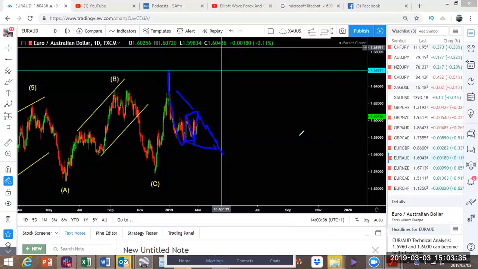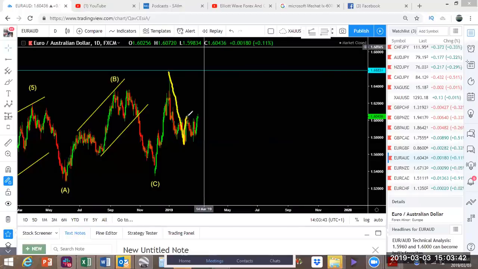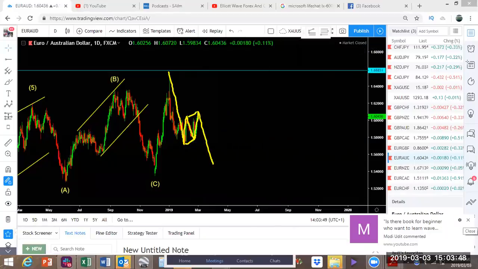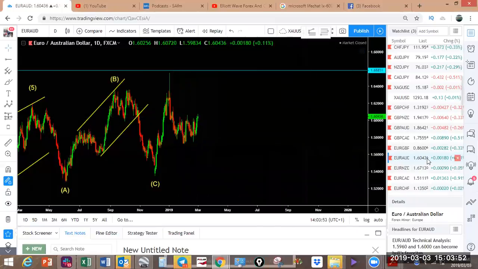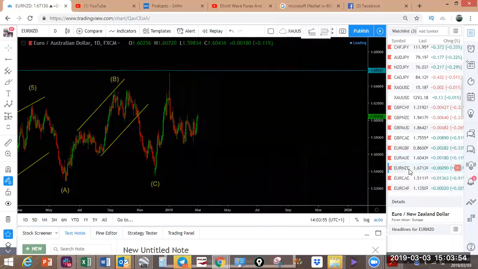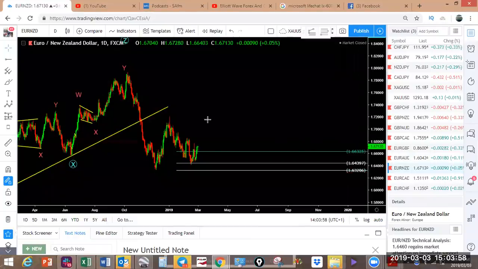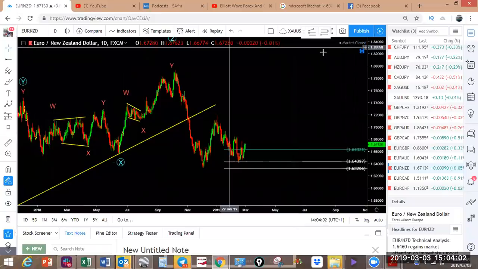Same thing with Euro New Zealand. So this is the structure, let's show this in yellow, 1, corrective structure. This one may start pulling back like this. All right. Euro New Zealand.